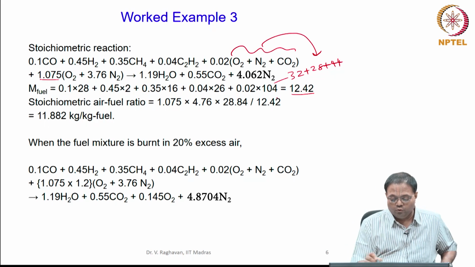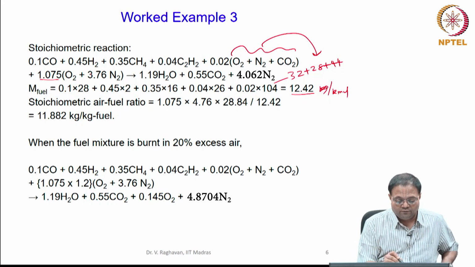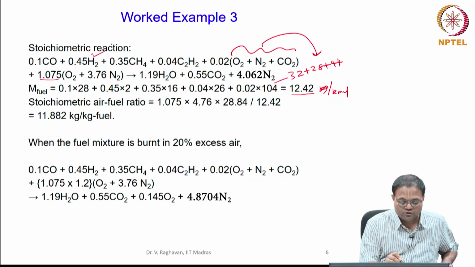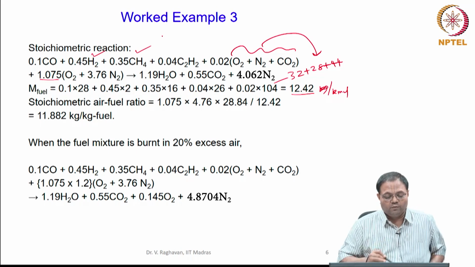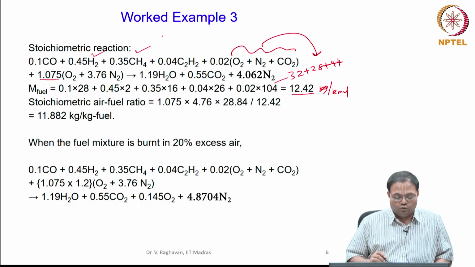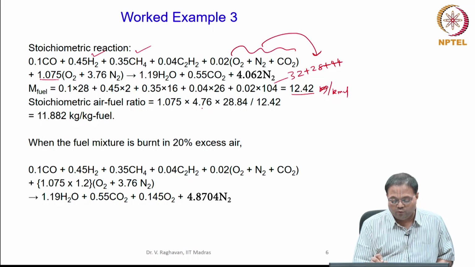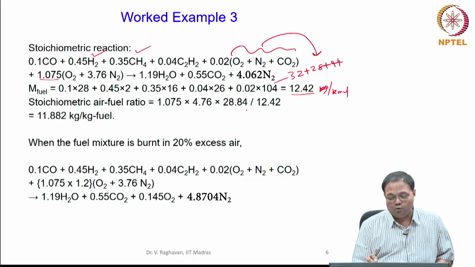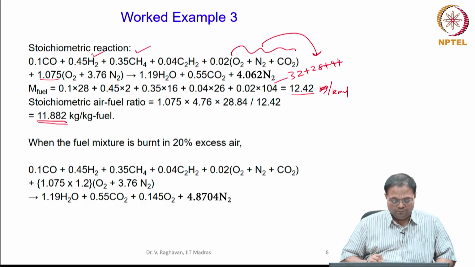Okay. So now you do this and the molecular weight is very low, in kg per kilomole, because you can see that the 40% of hydrogen and 30% of methane, which have lower molecular weight, are present. So the overall molecular weight has reduced to 12.42. Now the stoichiometric air-fuel ratio is 1.075 times 4.76 times 28.84 divided by 12.42. So that will be 11.882 kilogram per kilogram of fuel.